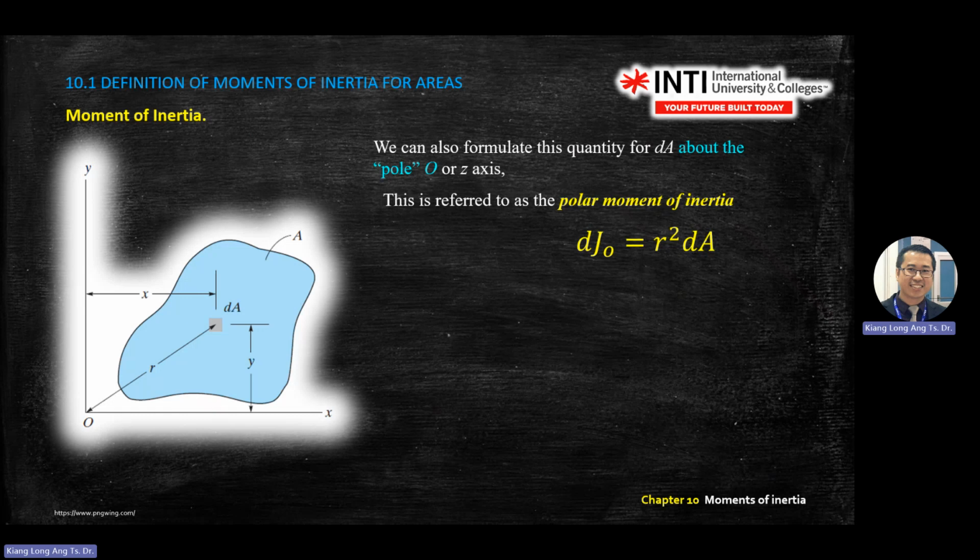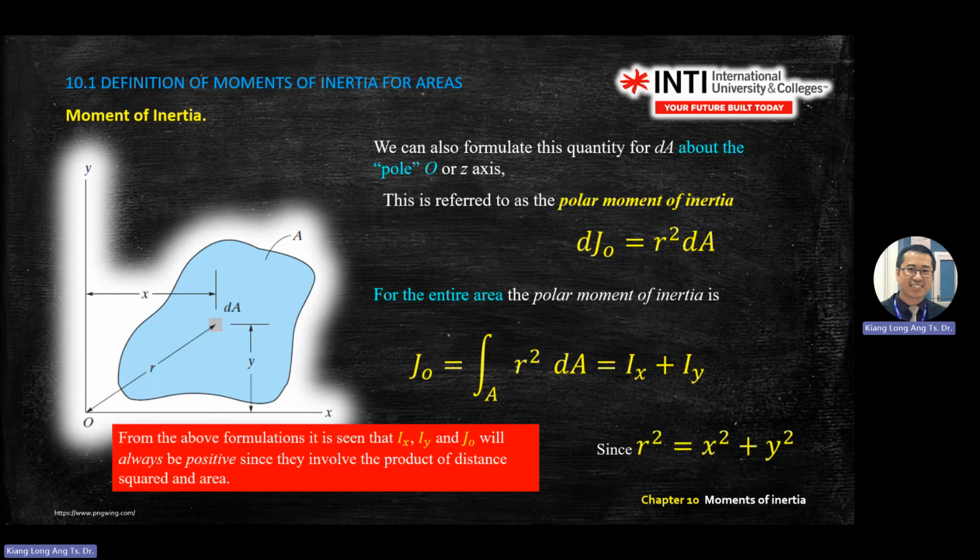So you integrate this one. When you change R squared to x squared plus y squared, you break the integration, you actually get Ix and Iy. Okay, so when the question asks you to find polar moment, it means you need to find Ix and Iy, or Ixx or Iyy. Okay, so this basically is the concept. The rest you read.